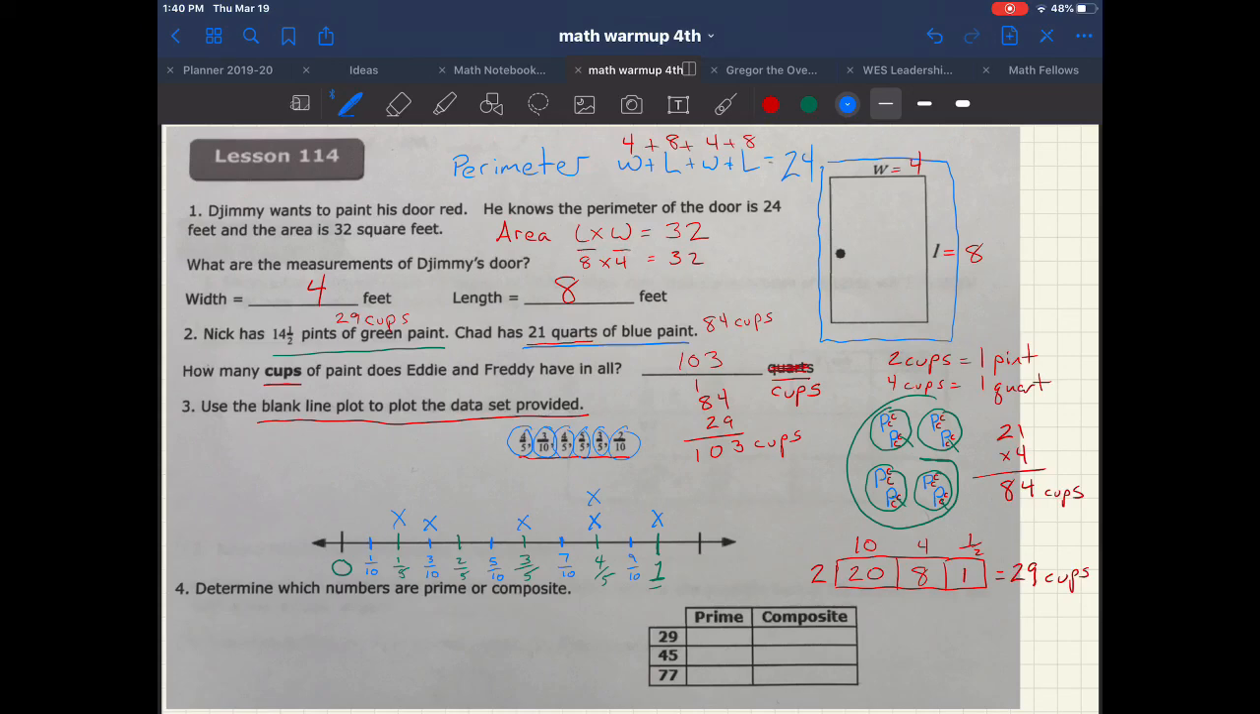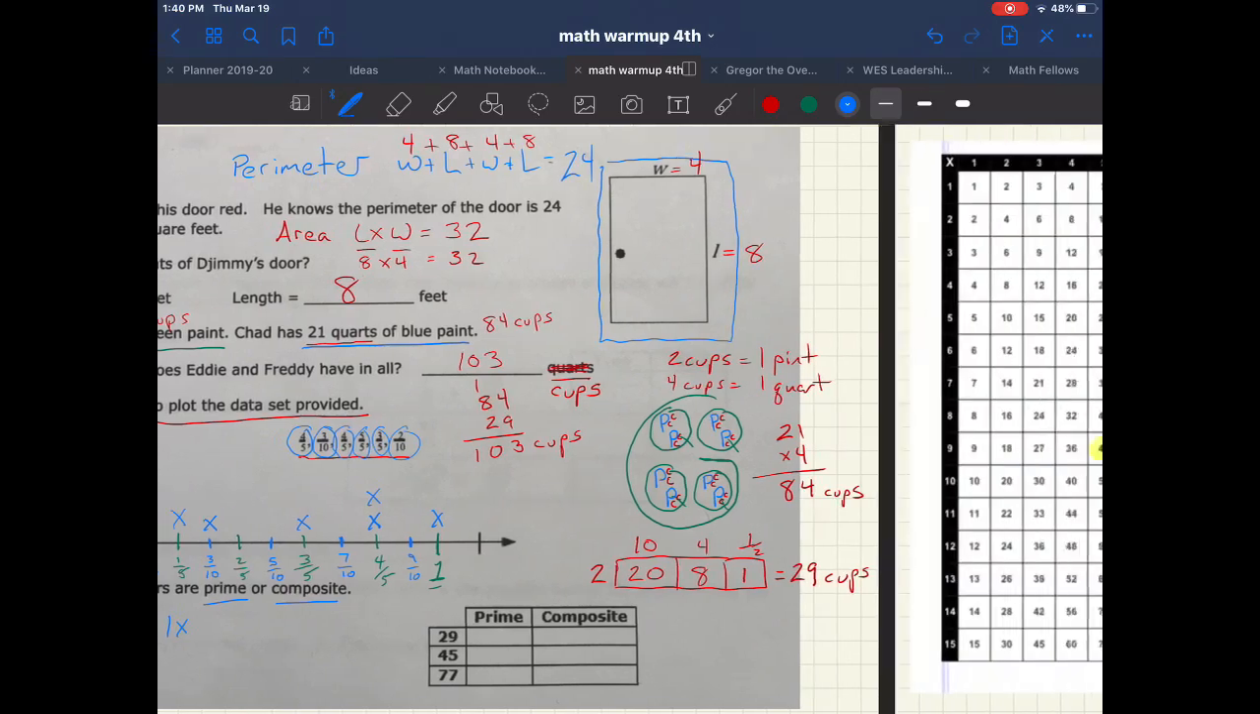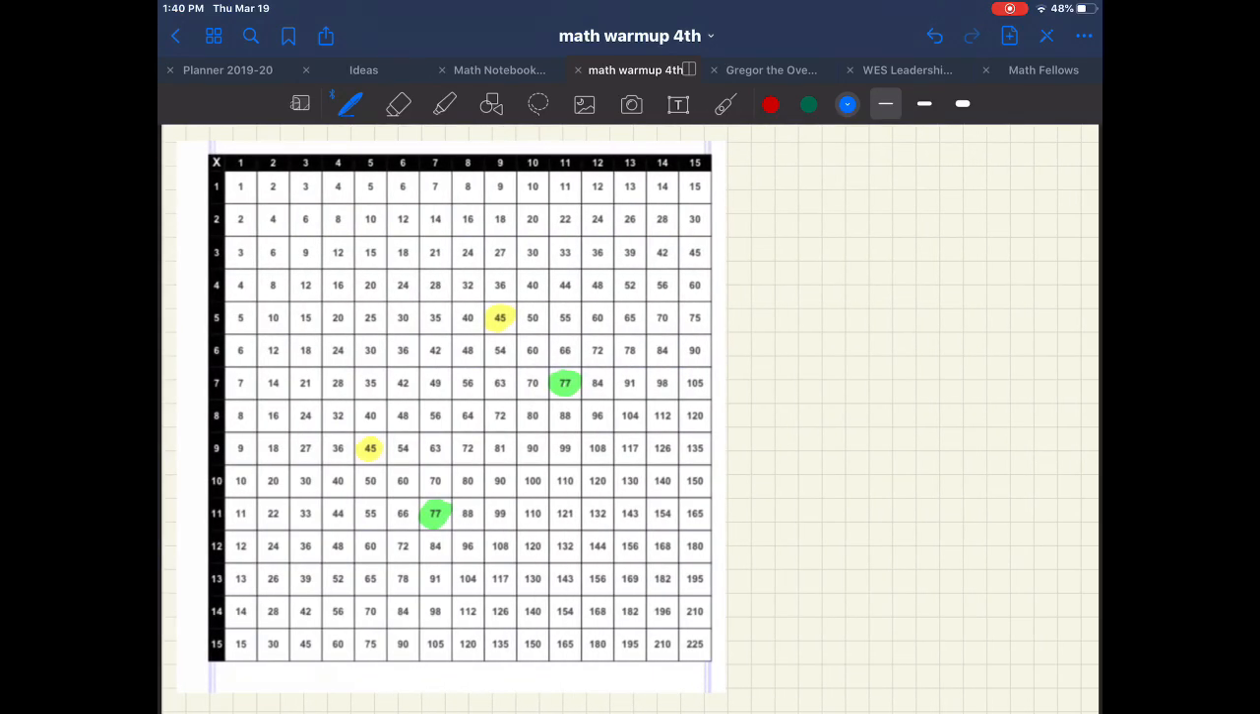Okay, number 4, determine which numbers are prime or composite. Prime means the only way to do it is 1 times the number equals the number. Composite, there's more than one way. So I got out a multiplication chart. Here you go. I can see that it's pretty easy to find 45, 9 times 5, and 77 is in there, 7 times 11.